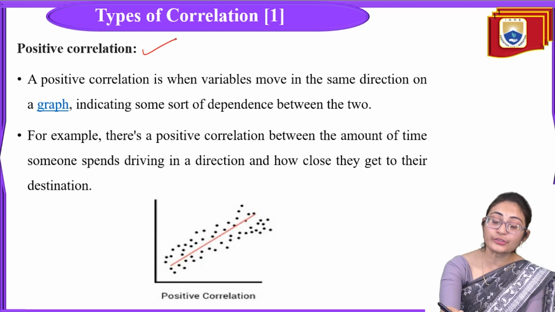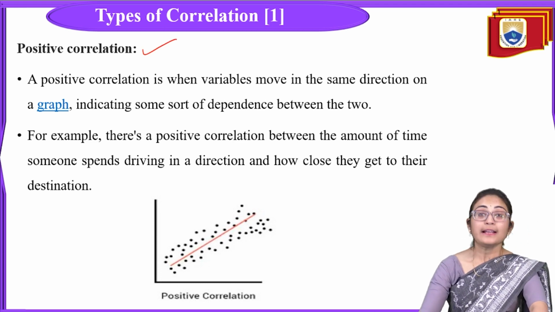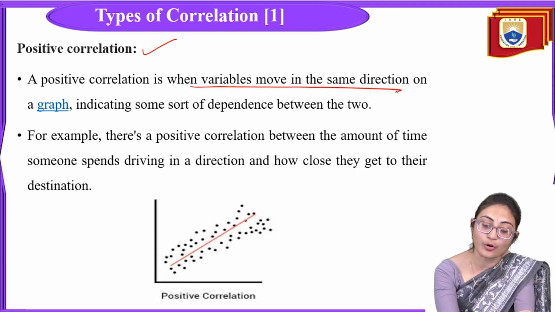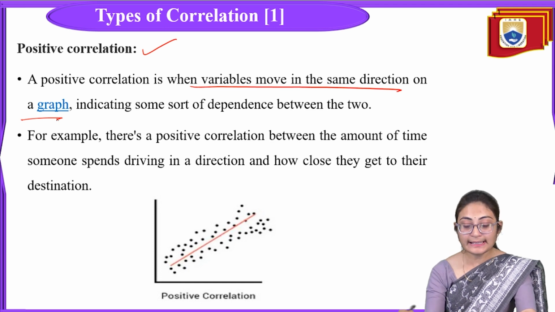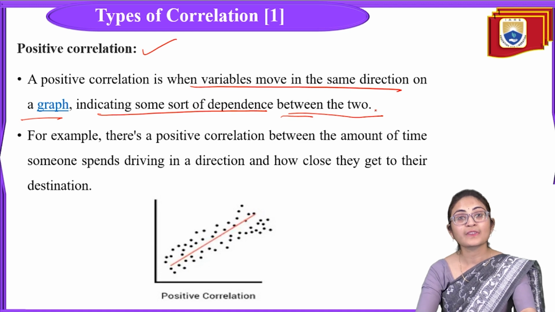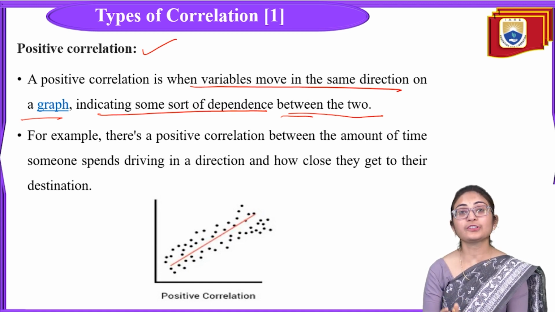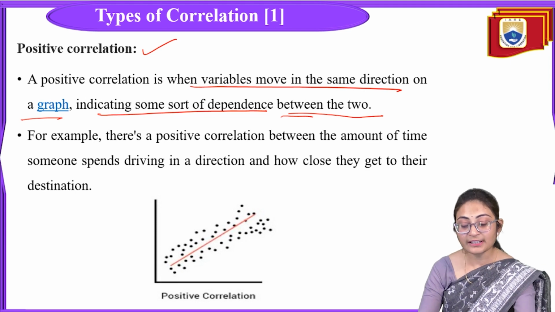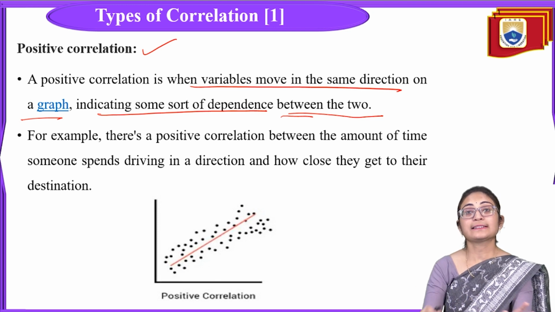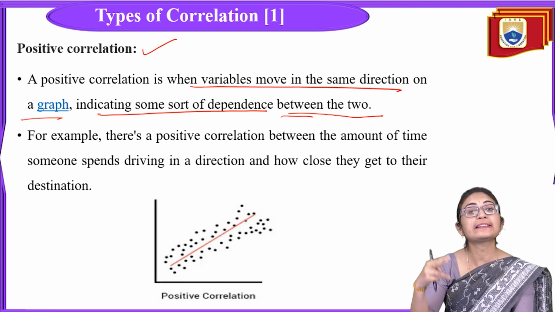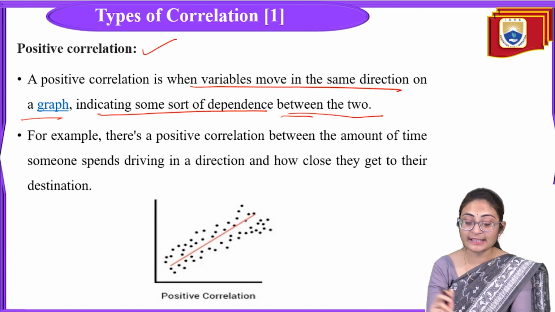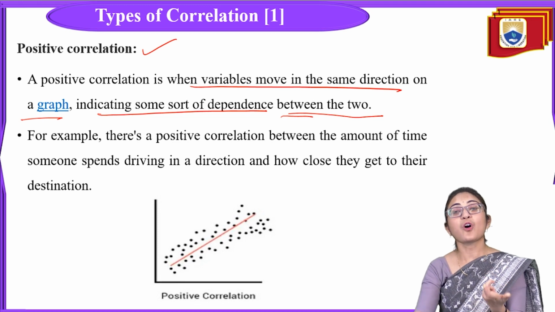First is a positive correlation. The positive correlation is when variables move in the same direction on a graph, indicating some sort of dependence between the two. Actually, a positive correlation shows that whatever variables are available in your data set, those variables will move in the same direction, and that indicates the dependency of the variables.